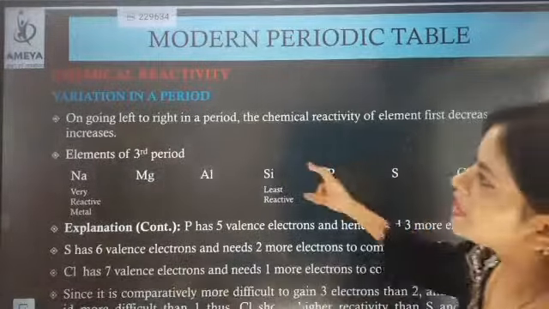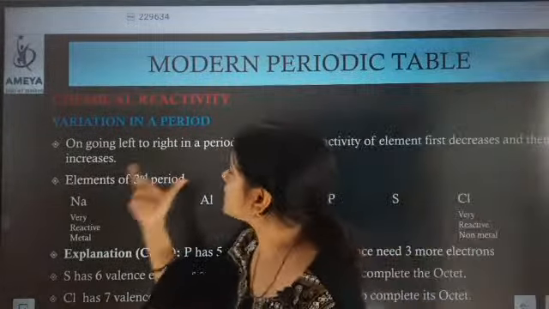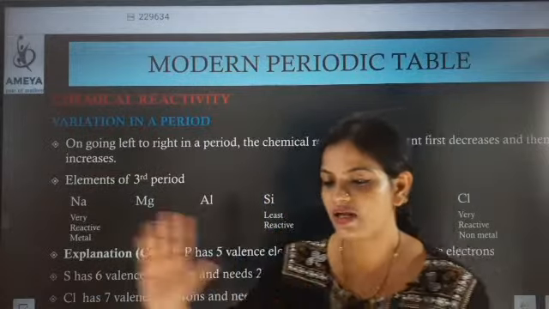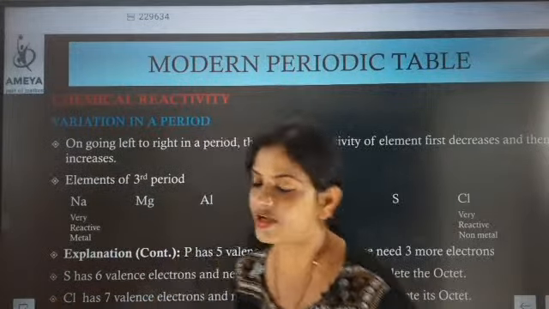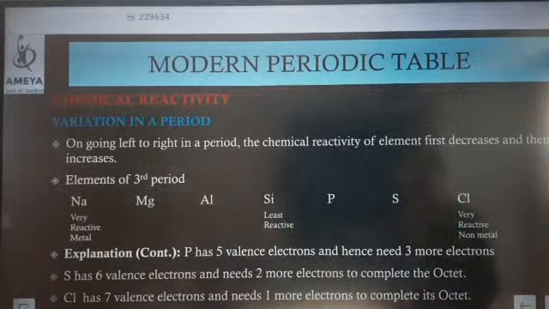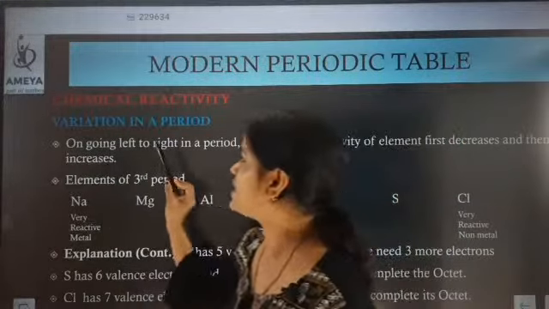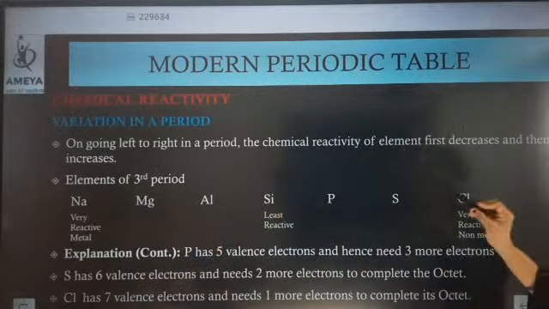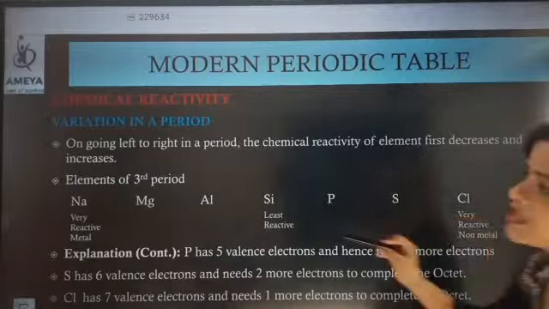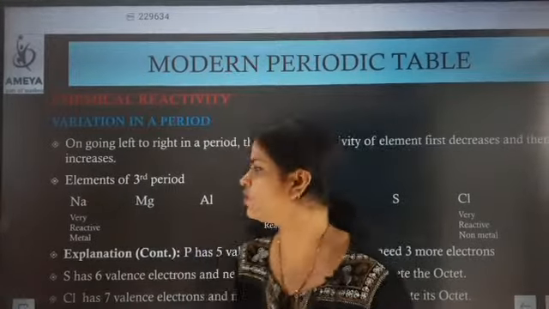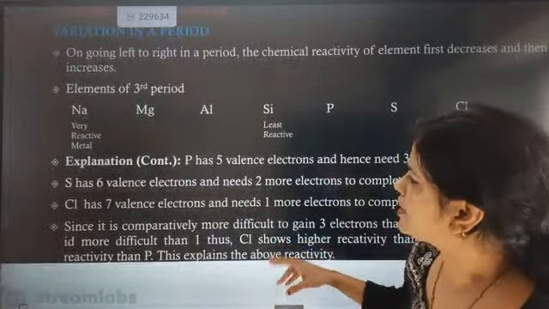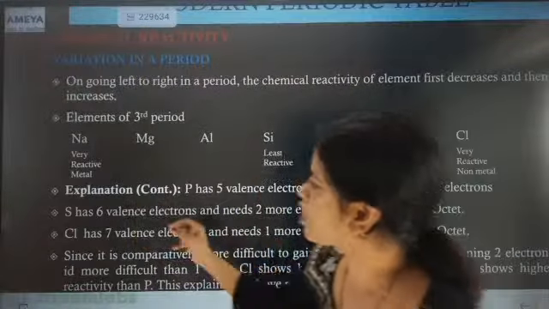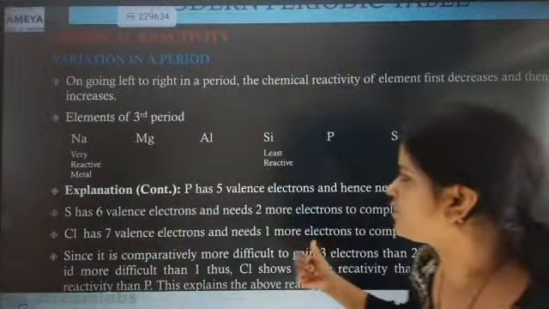Come on, tell me. Then we are going to talk about chemical reactivity related to period. Chemical reactivity period wise. Going left to right in the periodic table, the chemical reactivity first decreases and then increases. We already know this, and now we are going to talk about the explanation, a continuation of that.